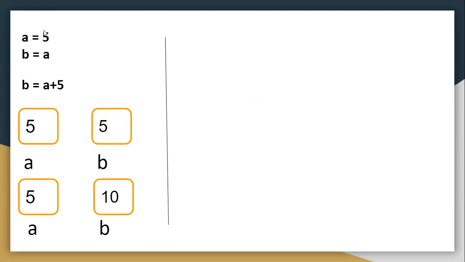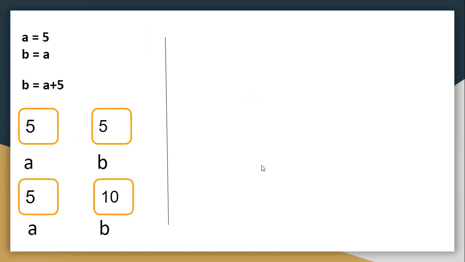Now tell me, what is the data type of variable a? a stores the number 5. So the data type of variable a is number. Now tell me, what is the data type of b? b is also a number, because b stores the value of a, and the value of a is 5. So a and b both are number data type. So number data type comes under primitive, and primitives are generally immutable in nature. And this is the call by value example.